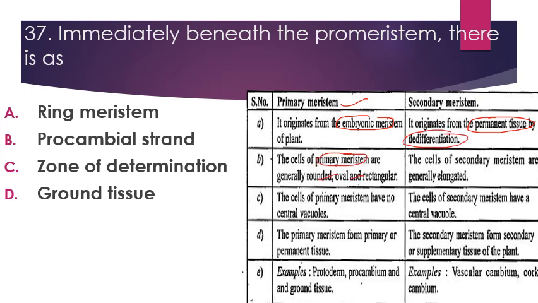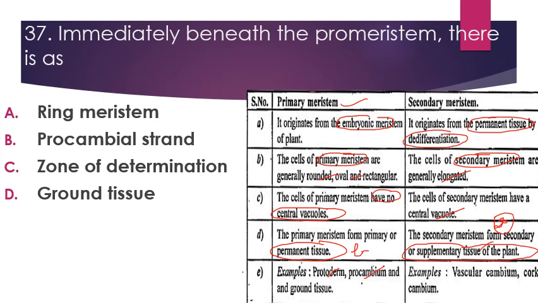The cells of primary meristem are generally rounded, oval, rectangular, while secondary meristem cells are generally elongated. Primary meristem has no central vacuole in its cells, while the secondary meristem has a central vacuole. Primary meristem forms primary permanent tissue, and it helps in growth in length, while the secondary meristem forms secondary supplementary tissue of the plant, and it helps in growth in girth, secondary growth.